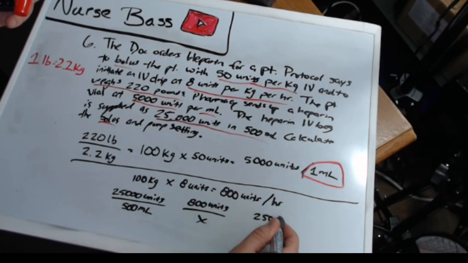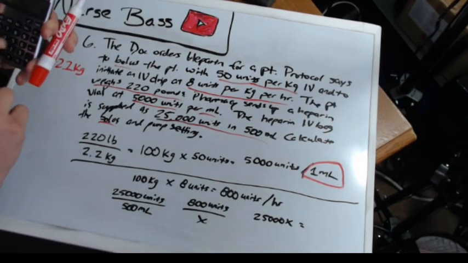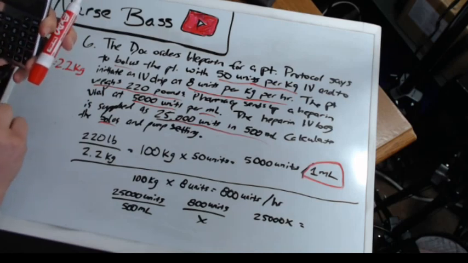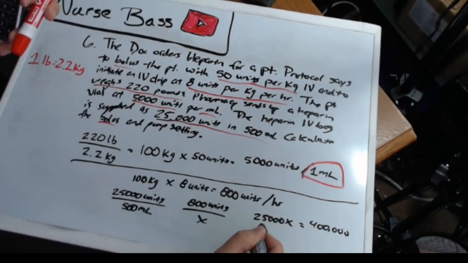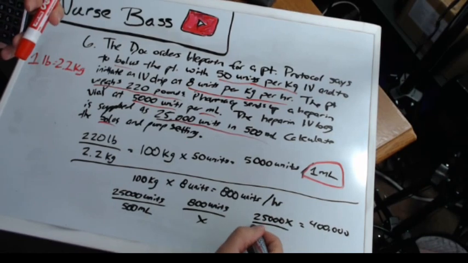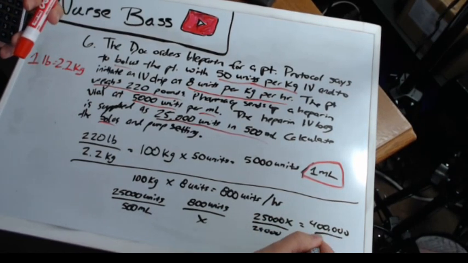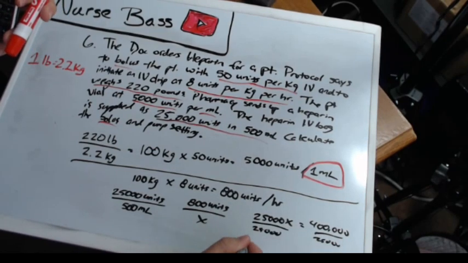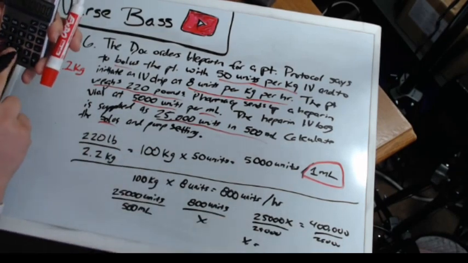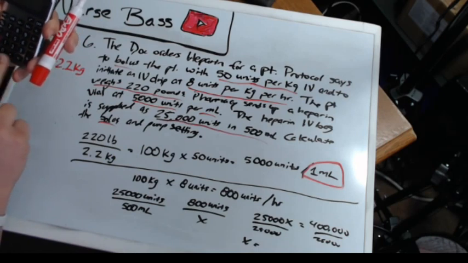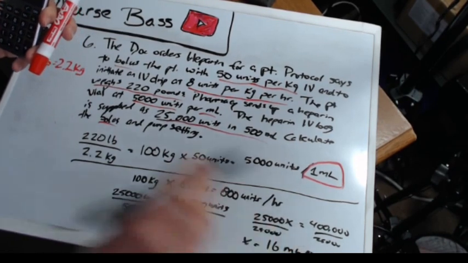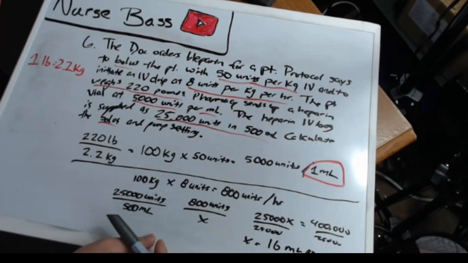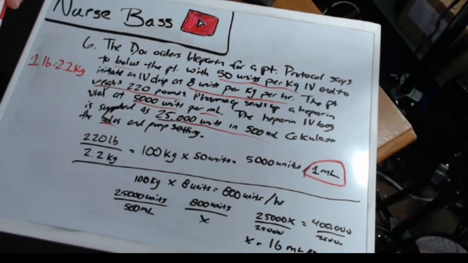25,000 times X equals 25,000X. 800 times 500 gives you 400,000. You divide by 25,000 on both sides, leaving you with, and I do have to use a calculator, leaving you with 16 milliliters per hour. I don't know if you can see that part of the board or not. Hopefully you can.